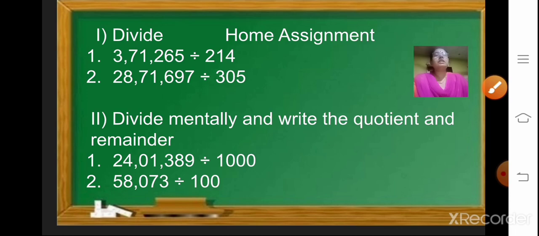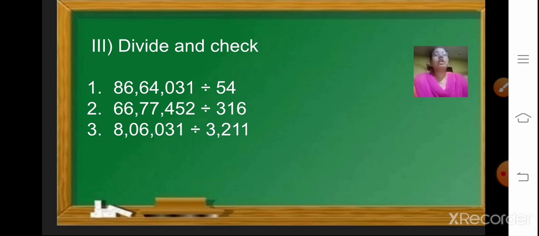Okay, so now based on this, some home assignment sums are given, which you have to do in your homework. The first one: two sums are given where you have to divide and then write the quotient and the remainder. The second one is divide mentally and write the quotient and remainder, where you just have to see the sum and write the quotient and the remainder. And the third is divide and check. Here you have to do the division as well as check whether your division is correct using the formula, that is dividend is equal to divisor into quotient plus remainder.